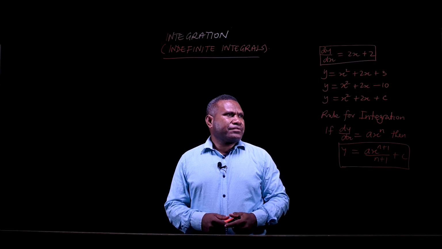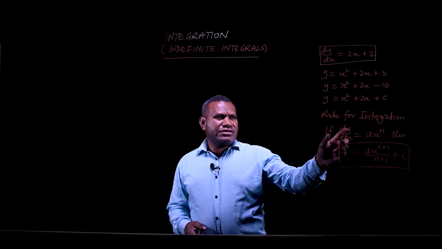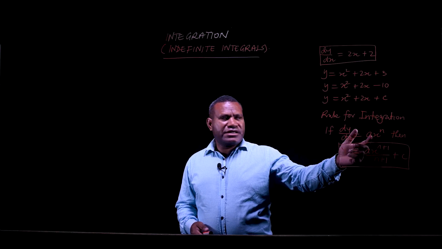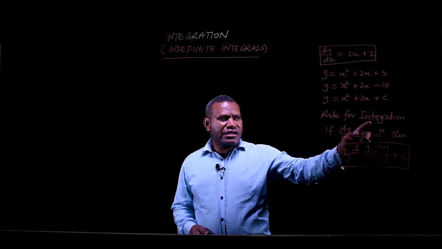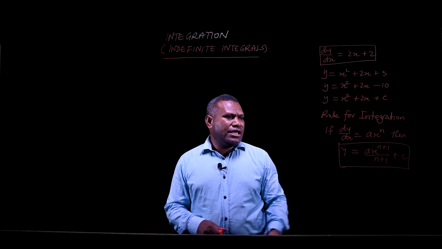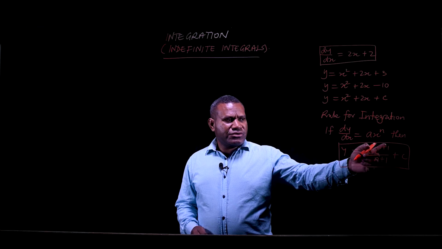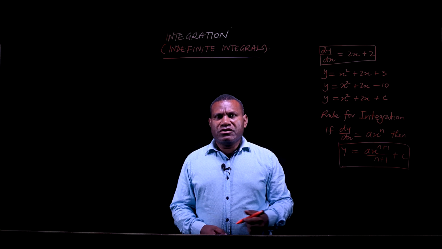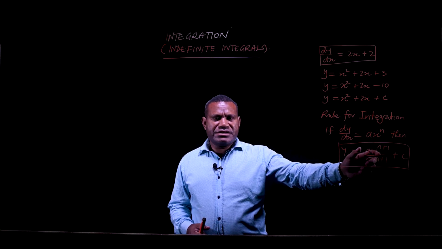All right, so the rule for integration is basically this one. If given a derivative function or a gradient function, dy over dx is equal to ax raised to the power of n, then the integral is going to be this function here: y is equal to ax raised to the power of n plus 1, divided by n plus 1, plus the constant of integration. Now, as you can see, the rule is very basic and it's easy to follow.